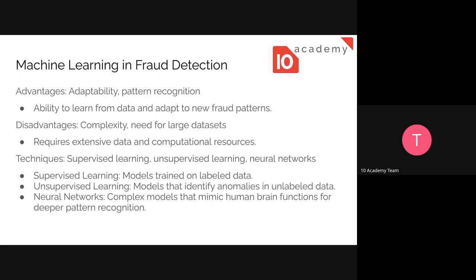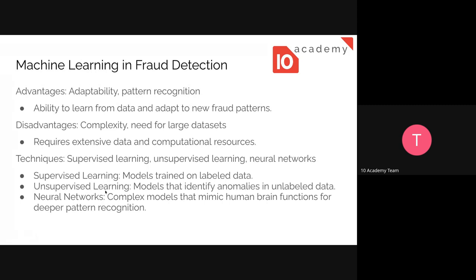You need to have a large data point to make generalization for the future transaction patterns. Techniques, there are different techniques. You might use supervised and unsupervised learning and neural network options. Supervised learning works on labeled data: you will have a fraud and not fraud label, or 1 and 0. You will try to learn what patterns make that transaction fraudulent or not. And unsupervised learning models identify abnormality from unlabeled data.